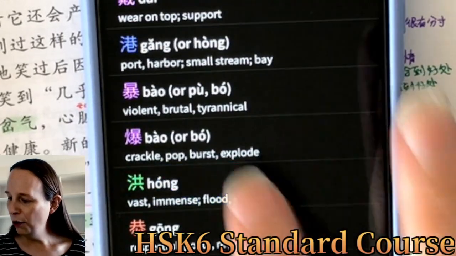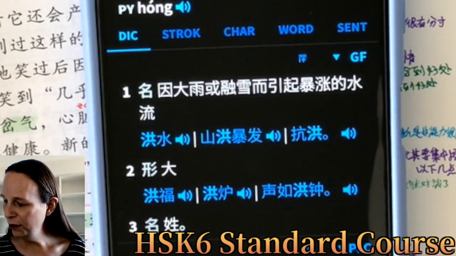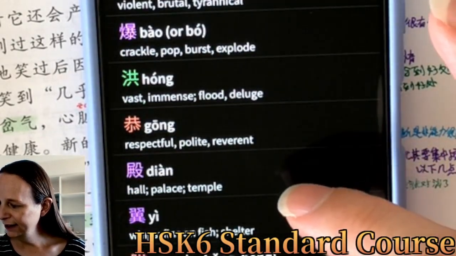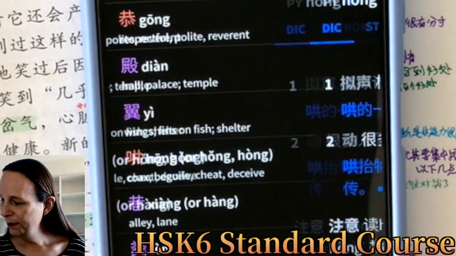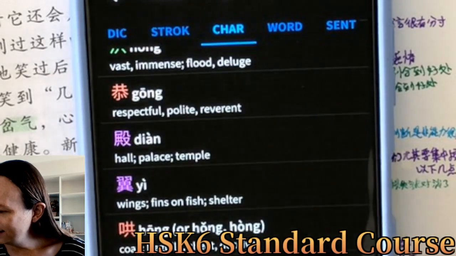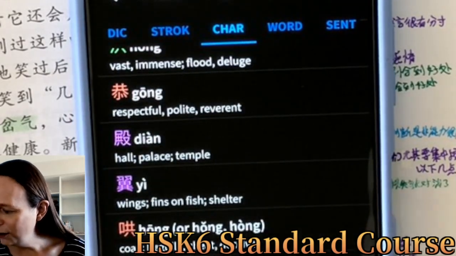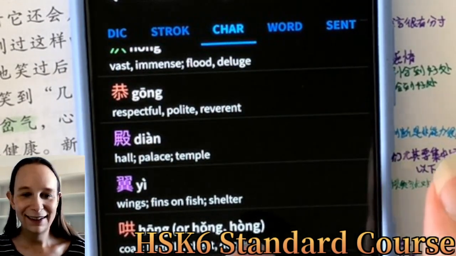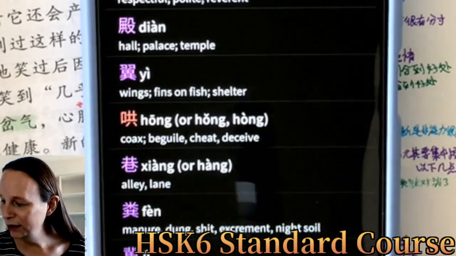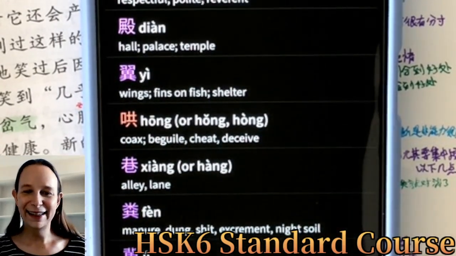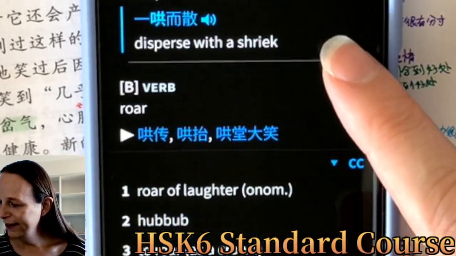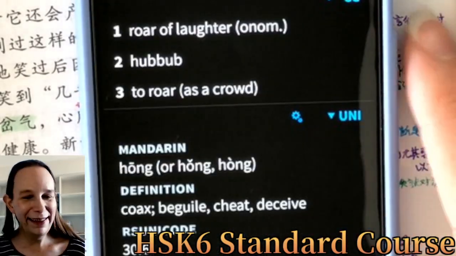Yeah, this is hong shui de hong, right? Hong shui de hong. This one. Hong. So hong, hong, hong. All right. Oh, sorry, you can't see. Hong, hong, hong. That's why I always get this wrong. That explains a lot more now. Hong. Why are there three? I don't know.